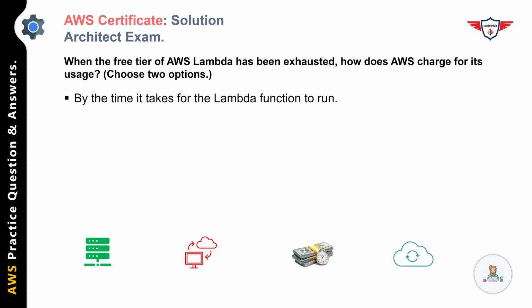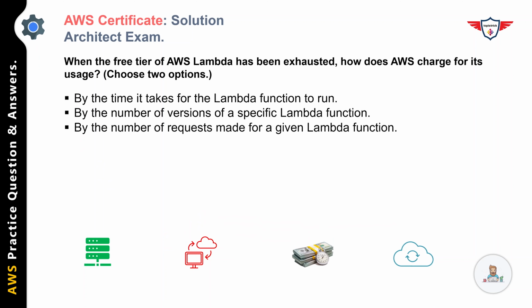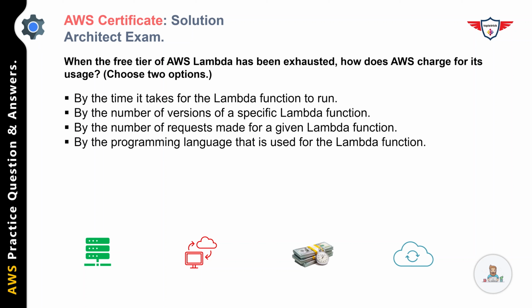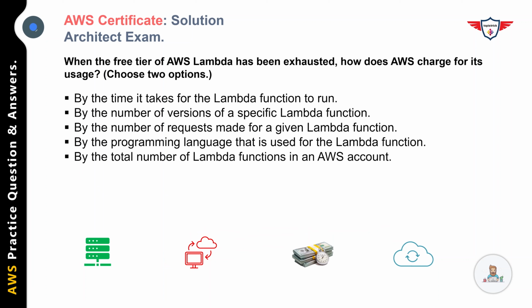And your options are: by the time it takes for the Lambda function to run, by the number of versions of a specific Lambda function, by the number of requests made to a given Lambda function, by the programming language that is used for the Lambda function, by the total number of Lambda functions in an AWS account. The correct answer is option A and option C, and the reason behind that is that Lambda charges are dependent on the amount of time it takes to run the code. Additionally, Lambda charges are dependent on the number of requests for your Lambda function.